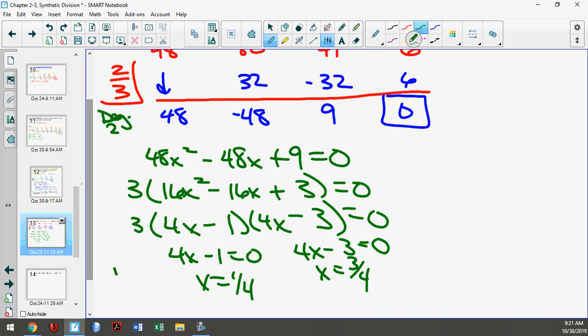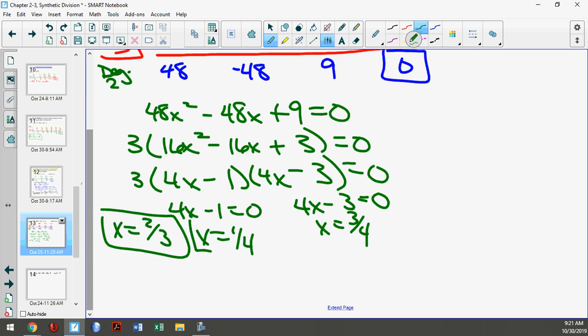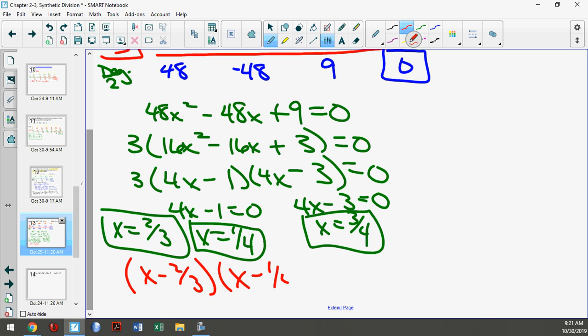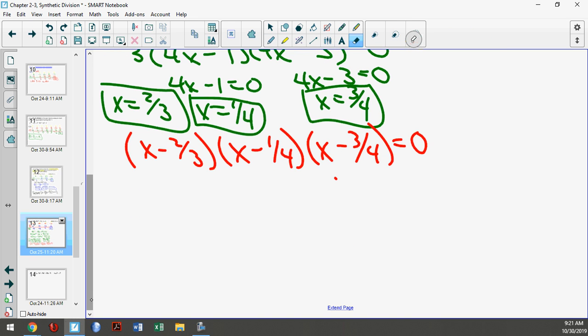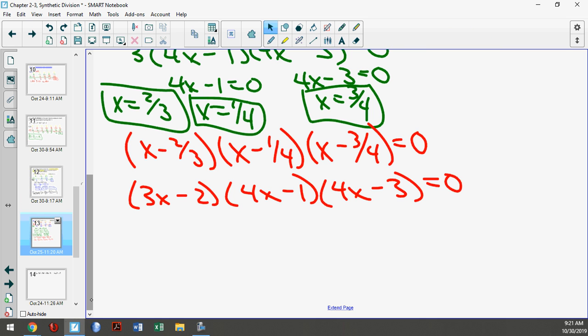And we already know that x equals 2/3 is another answer. So I found all my roots. So my factored form is going to be x minus 2/3, x minus 1/4, and x minus 3/4. You could put that, or you could make this 3x minus 2, 4x minus 1, or 4x minus 3. They're all the same.